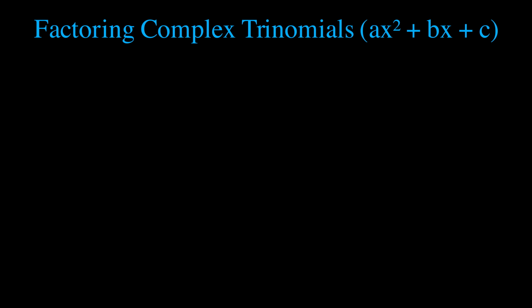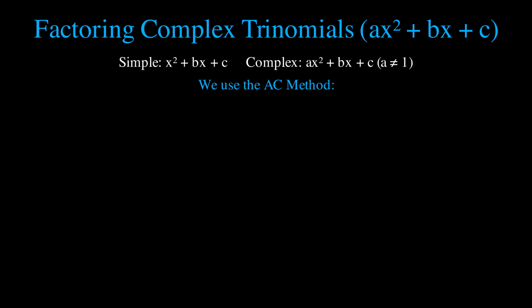We are now factoring complex trinomials. A simple trinomial starts with x squared. A complex trinomial starts with ax squared, where a is not 1. Because a is not 1, we must use a special strategy called the AC method.